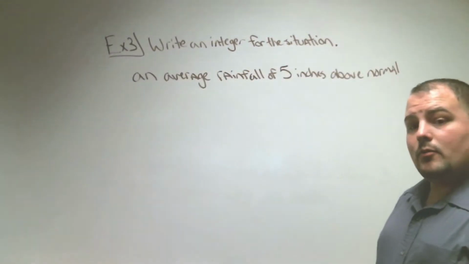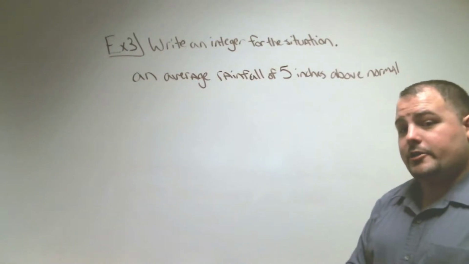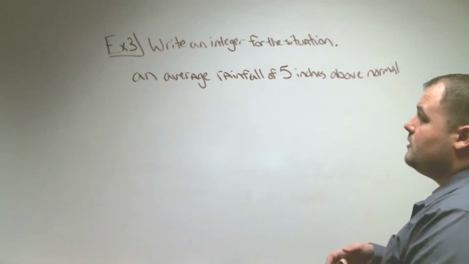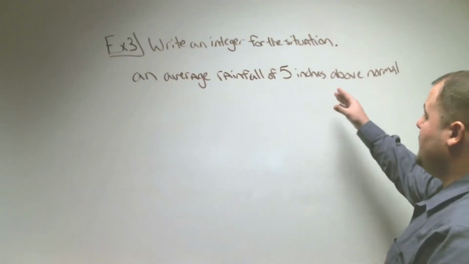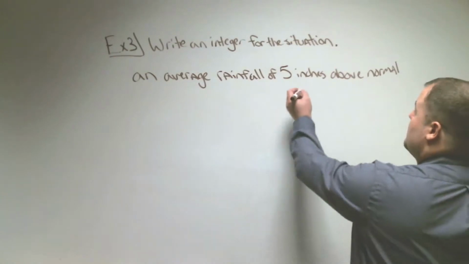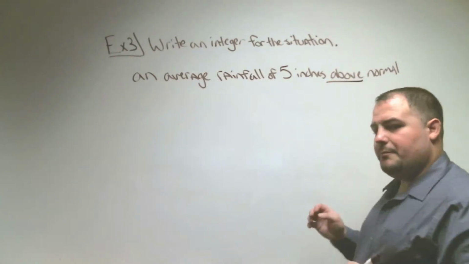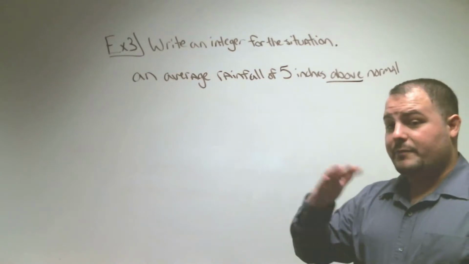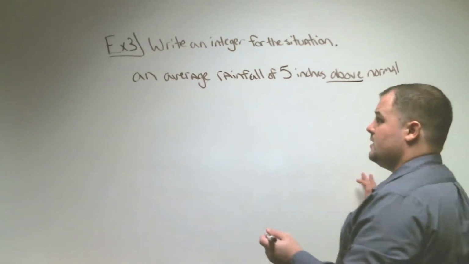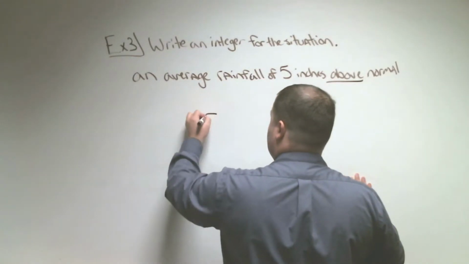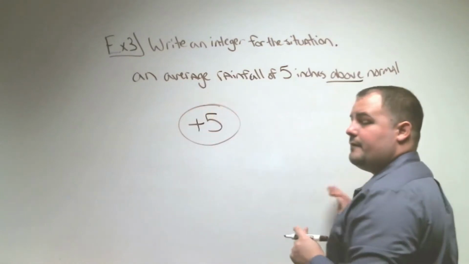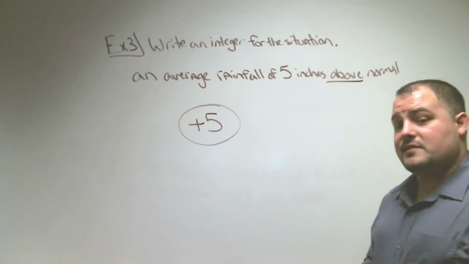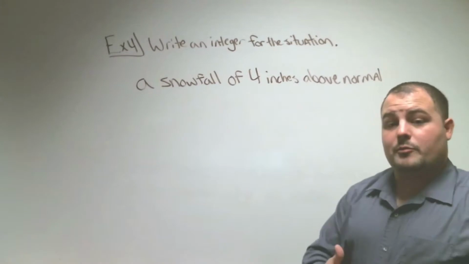In this example, we have to still write an integer, positive or negative, for the situation. It says an average rainfall of 5 inches above normal. So it says above. Above is a positive word. If below is negative, above is positive. So we're going to say that this answer is a +5. And that's the integer for this situation. Another one where we're writing integers.